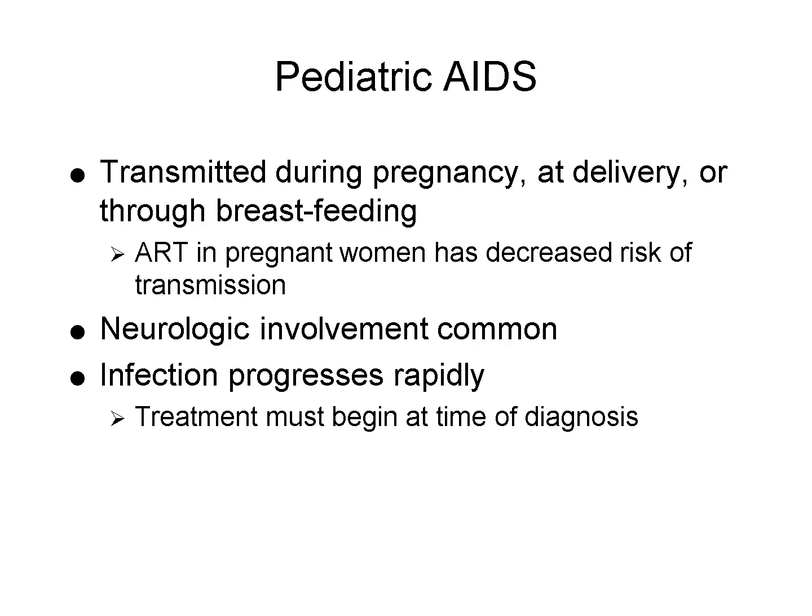In children, HIV is most often transmitted during pregnancy, delivery, or breastfeeding. Without treatment, pediatric HIV progresses rapidly, and neurologic involvement is common. Early diagnosis and immediate initiation of antiretroviral therapy are critical. With appropriate treatment, the risk of mother-to-child transmission can be dramatically reduced, and affected children can lead longer, healthier lives.